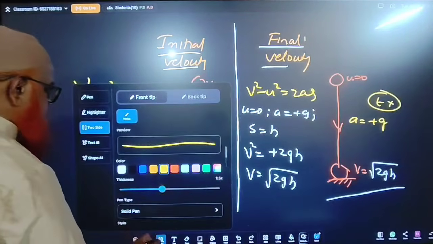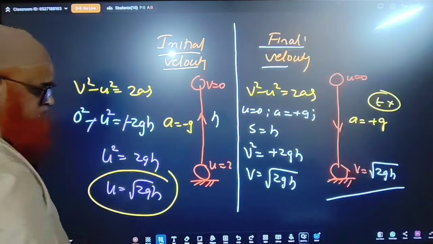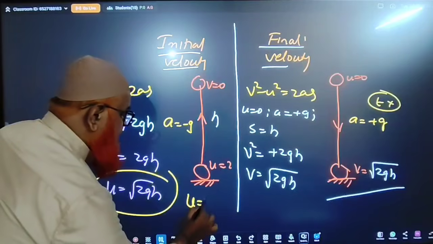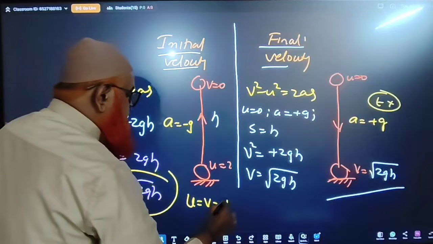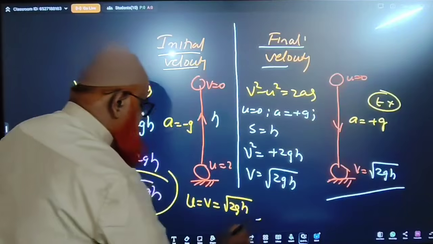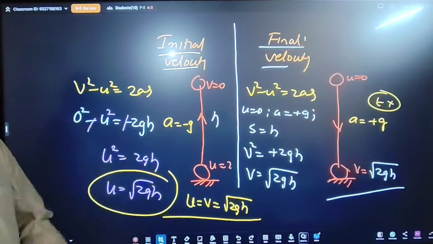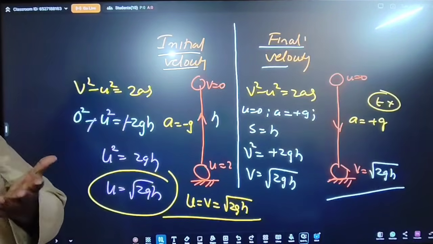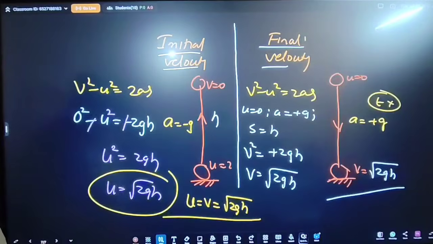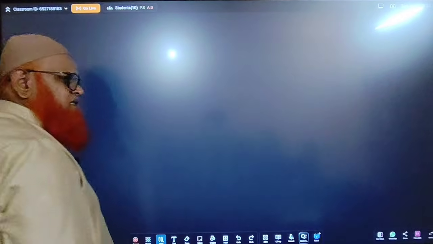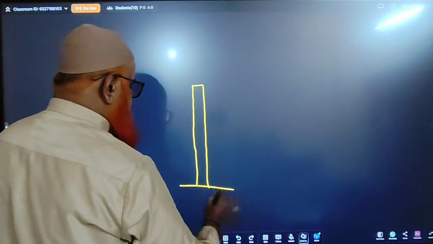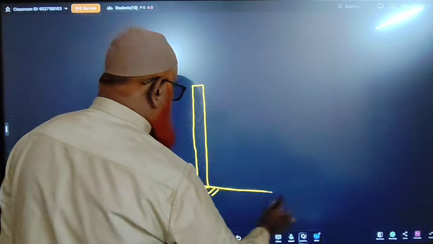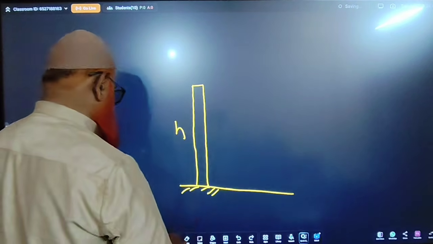So it is understood from this that initial velocity and final velocity at the same position are going to be the same, that is going to be root 2gh. Hope you understood now. Is it clear? Now let us see what's going to happen next. The next thing is you have taken one tower having certain height.